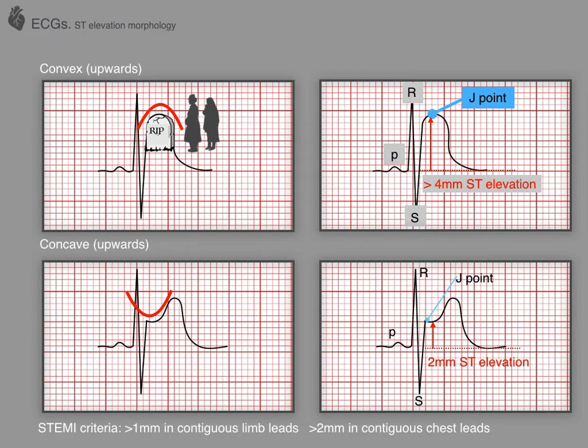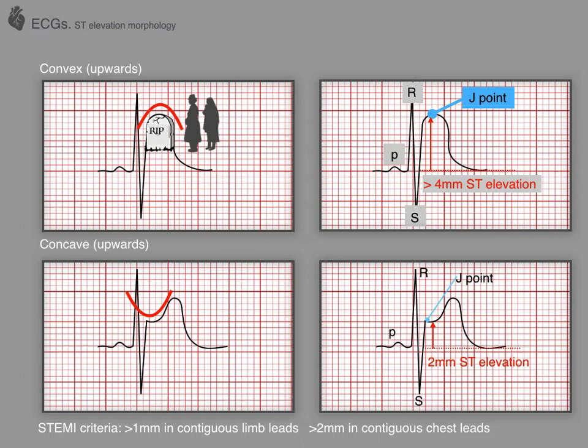ST elevations can have different morphologies, so they can be convex, an upwards curve of your ST elevation. People sometimes refer to this colloquially as tombstoning, because the morphology of that ST elevation starts to look rather like a tombstone, and also it is said that that may be the likely outcome of some of these STEMIs. There is also a concave upwards morphology of ST elevation.